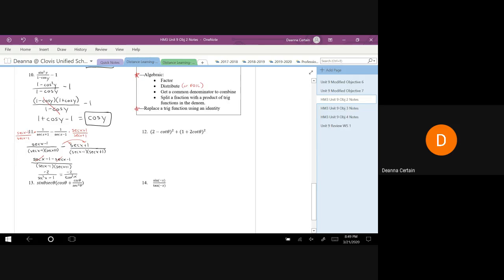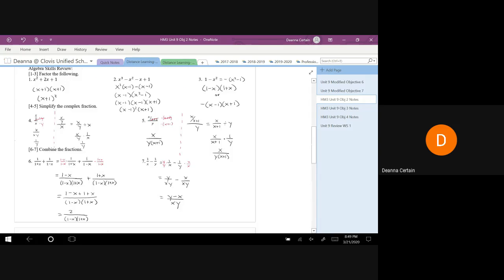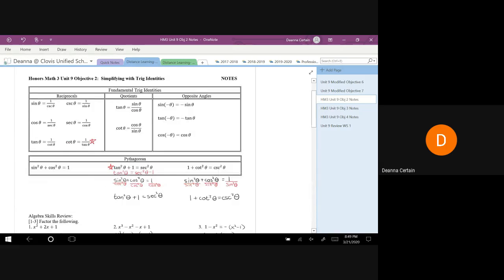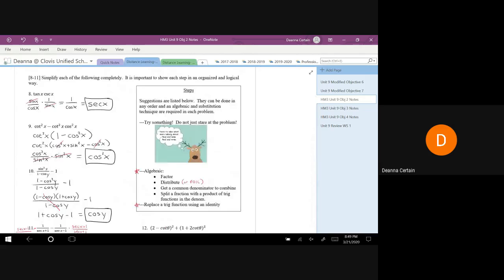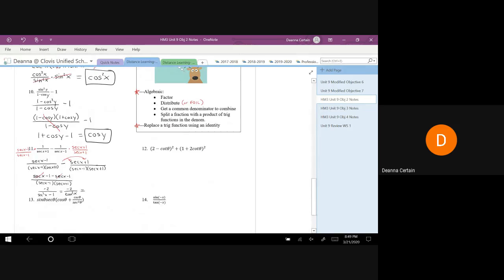Okay, well, what is 1 over tangent? 1 over tangent is a reciprocal of cotangent. And so that 1 over tangent that I have in my current problem is going to end up becoming cotangent. And in this case, it'll be cotangent squared.